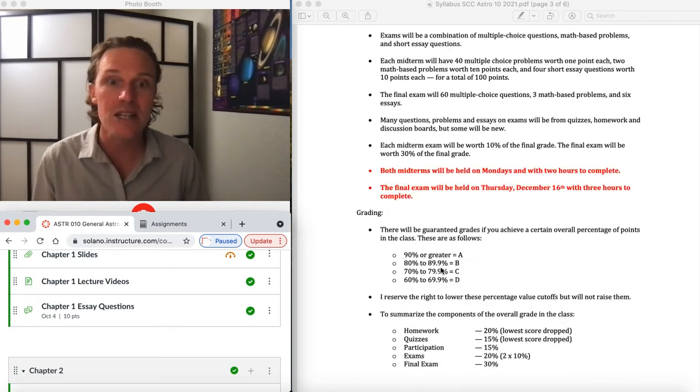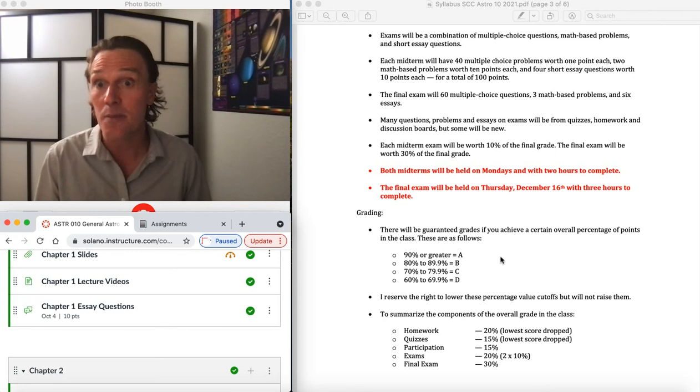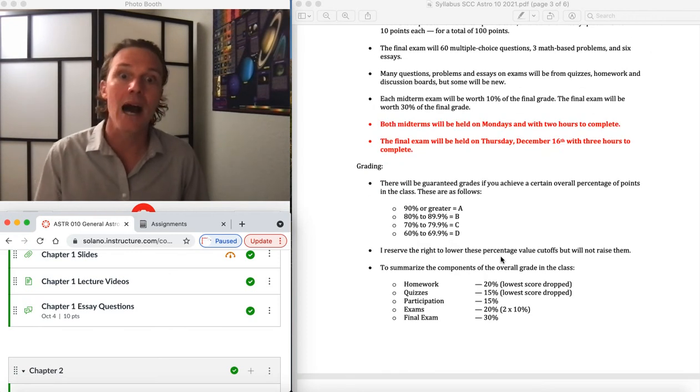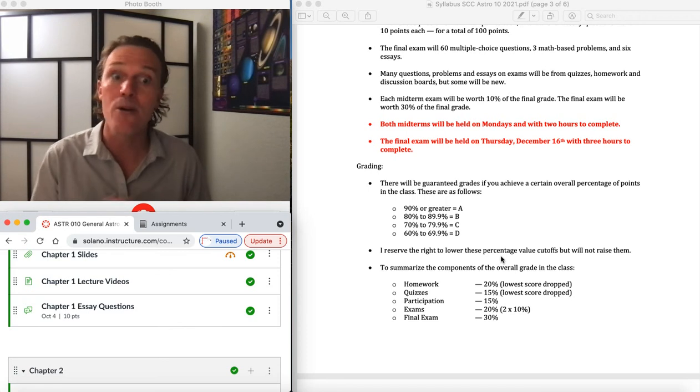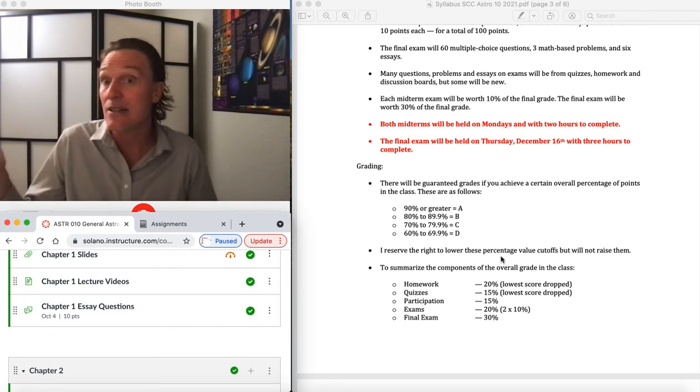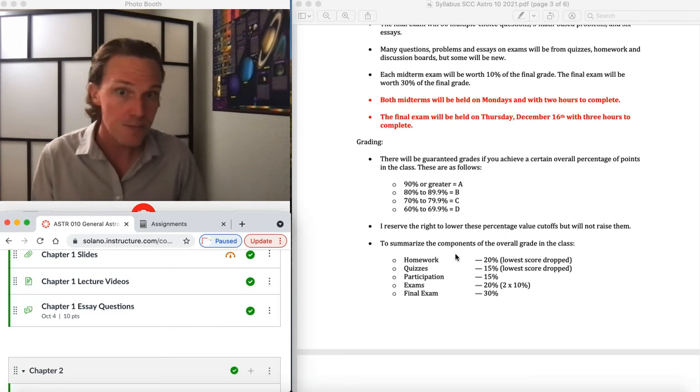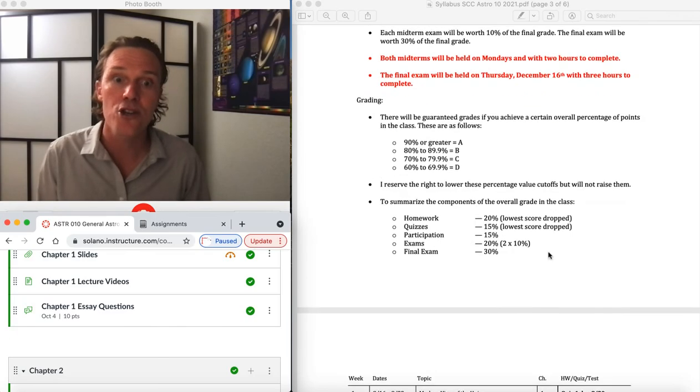Okay? All right, here's the letter grade breakdown. It's just like you expect, 90% and above is an A, and so on, okay? And I reserve the right to lower those if I need to, and I'll talk about why. Like if there's not enough A's in the class, for example, but I would never raise them, right? So if everybody gets A's, everybody gets A's, okay?